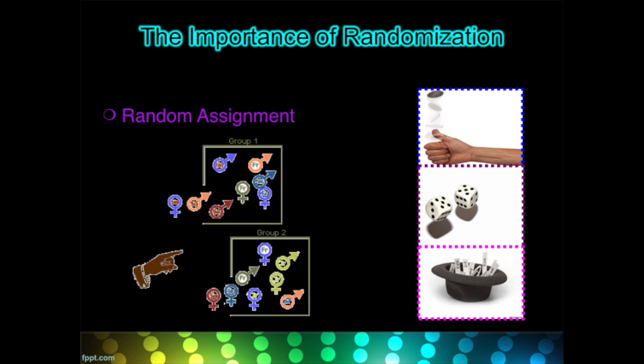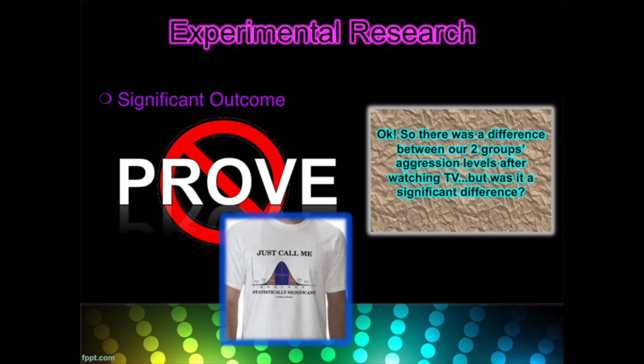So the way to avoid that is through random assignment. So once I have my representative sample, I can flip a coin, roll dice, pull names out of a hat, and then I am not in charge of what person from my sample goes in what group, who's going in the experimental group and who's going in the control group.